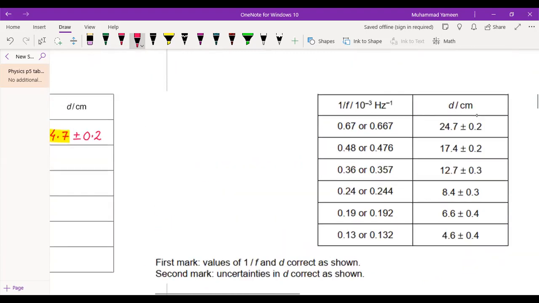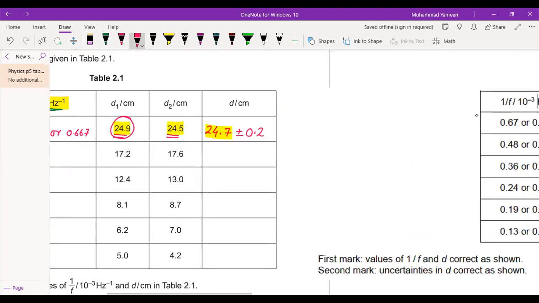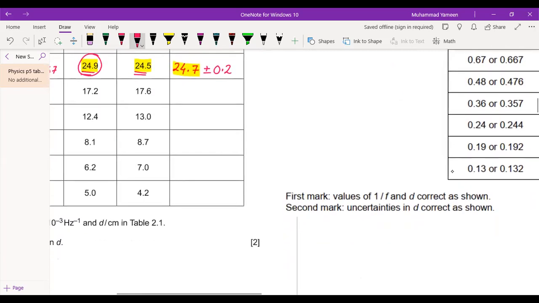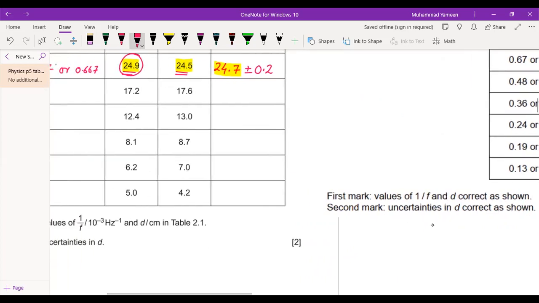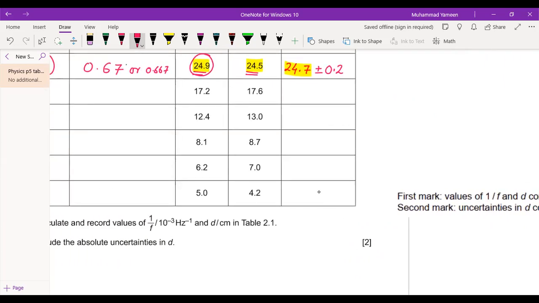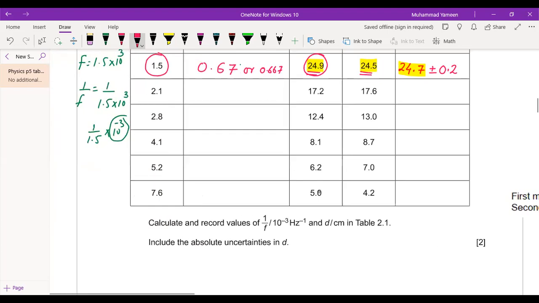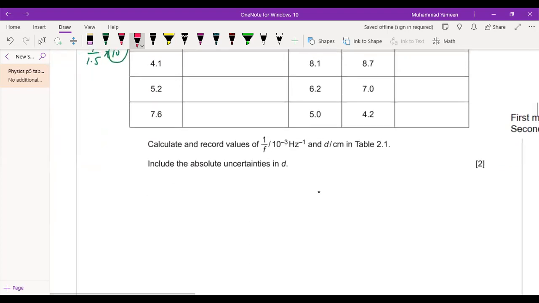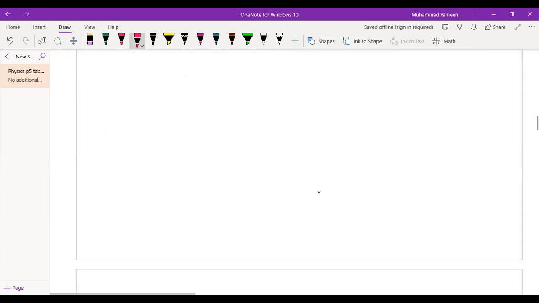You can see from the marking scheme, the first mark is the values of 1 over f and D correct as shown. The second mark is uncertainties in D. This is how the mark distribution is done. So I hope you have completed the table.